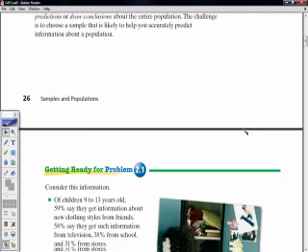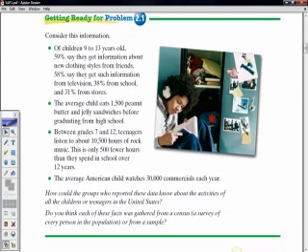Alright, so some questions to consider with your partner. We have some information here to consider. Of children 9 to 13 years old, 59% say that they get information about new clothing styles from their friends. 58% say they get such information from television, 38% from school, and 31% from stores. That's our first bullet.